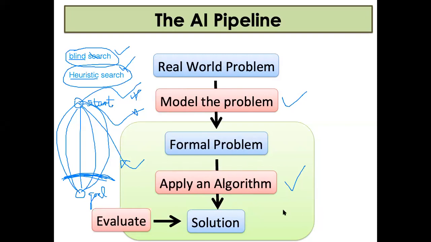Right. So let's just start with the definitions of how these are different. So I'll just start by posing a question to you: in your view, what do you think a blind search and a heuristic search is? Anyone?